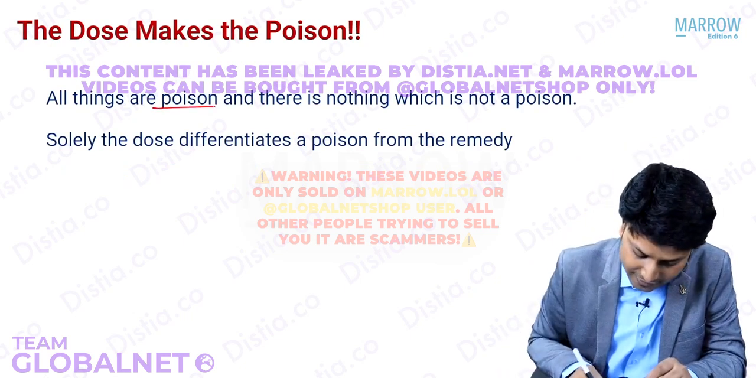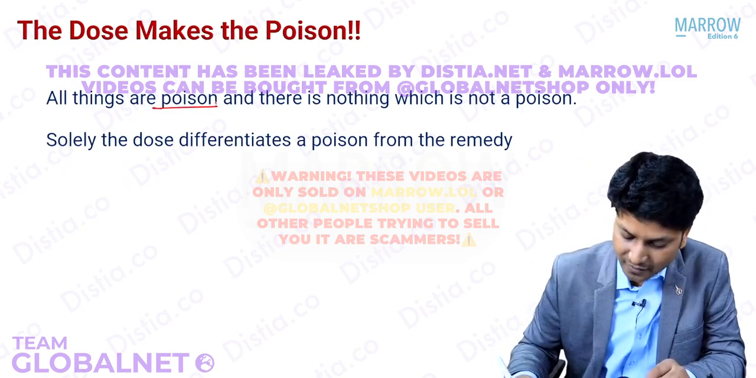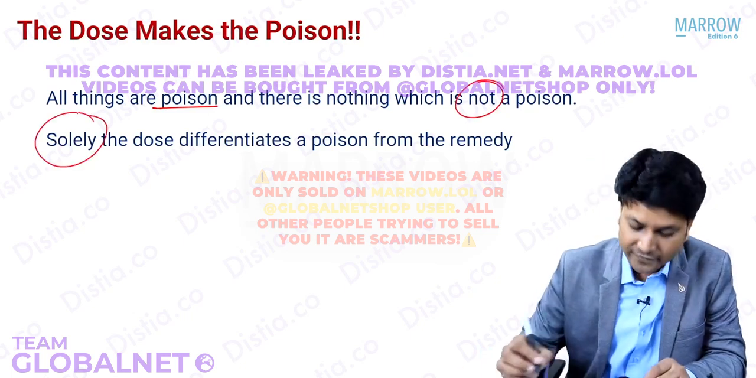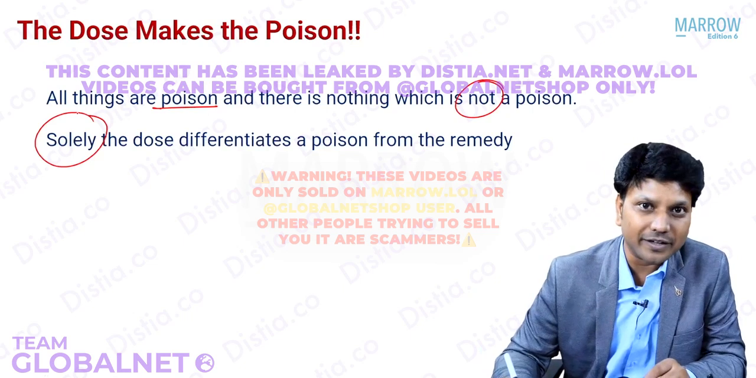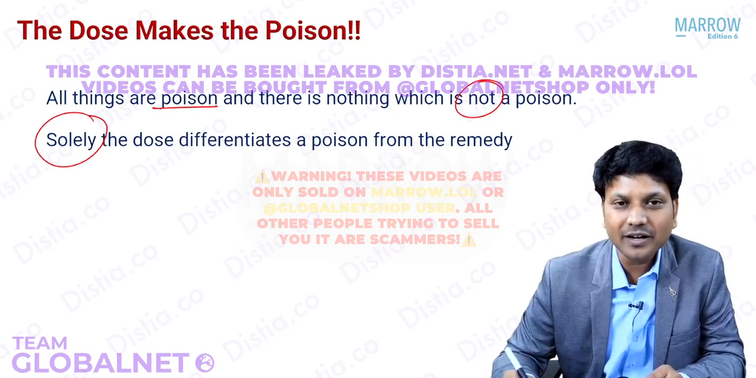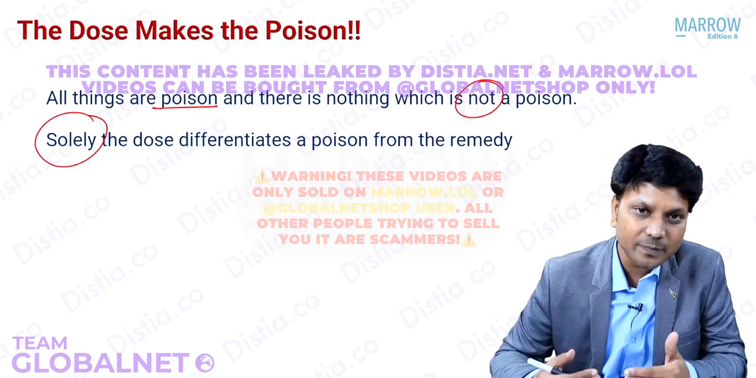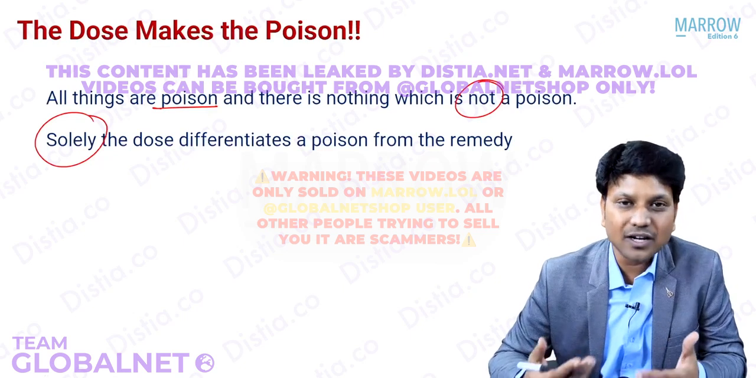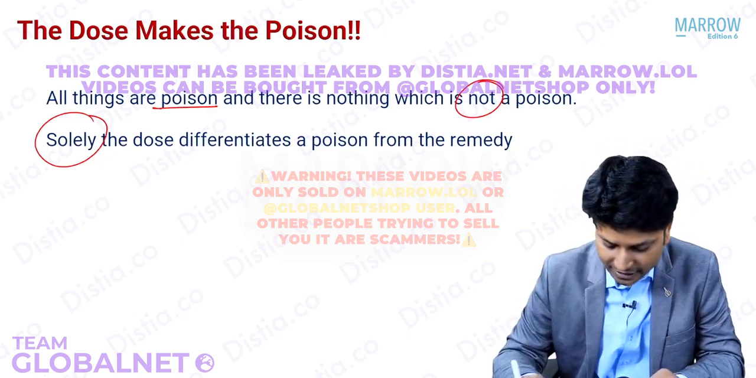All things are poison. There is nothing which is not a poison. Solely the dose differentiates a poison from the remedy. If you give it in a lower dose, it will cause a healing effect, that is a drug. If you give it in higher doses, it can cause toxic effects, then it is called a poison.